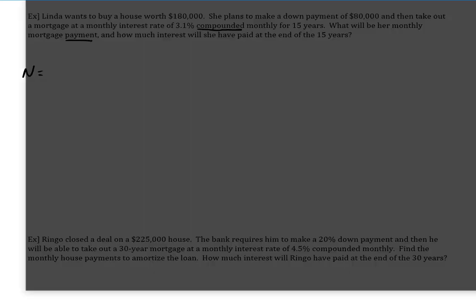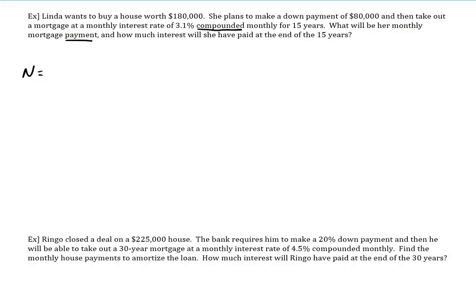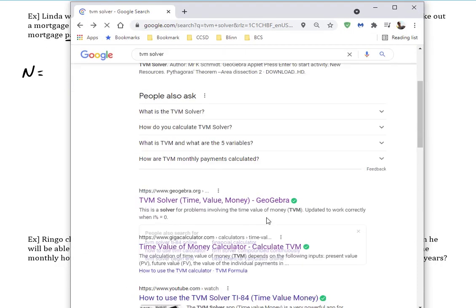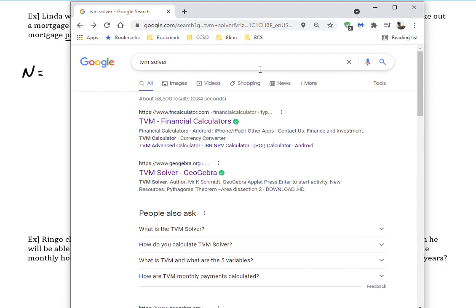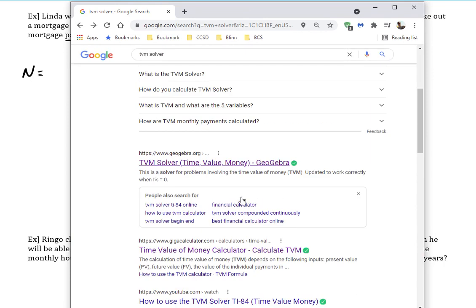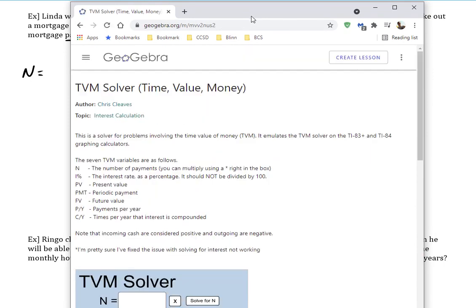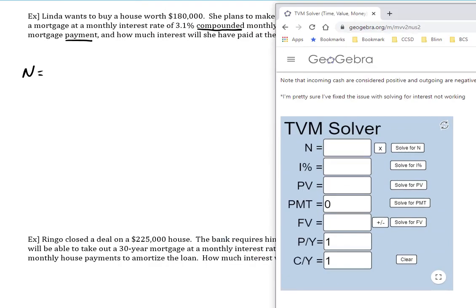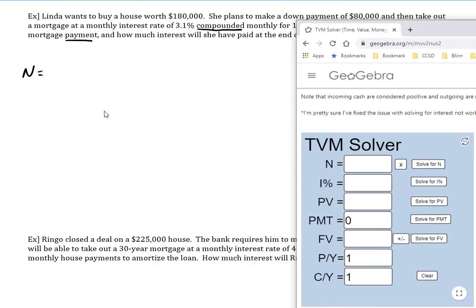So the TVM solver, oops, I clicked the wrong thing. So the TVM solver was hidden behind. But all I did was type in TVM solver into Google, and then I usually use the GeoGebra one, because I think it's nicely formatted. Okay, so there it all is. And then I'm just putting it to the bottom. Okay, so what I'm doing is copying these variables.